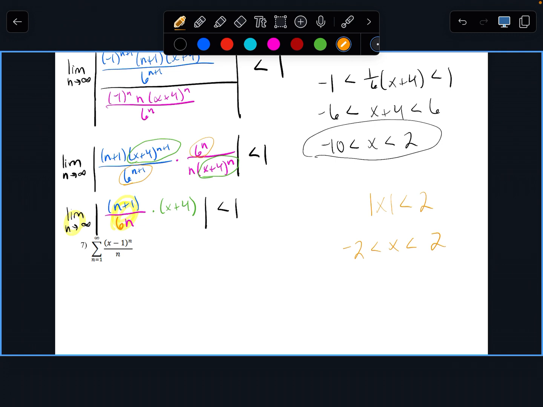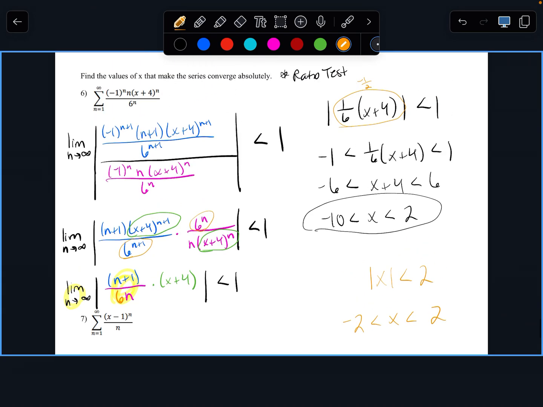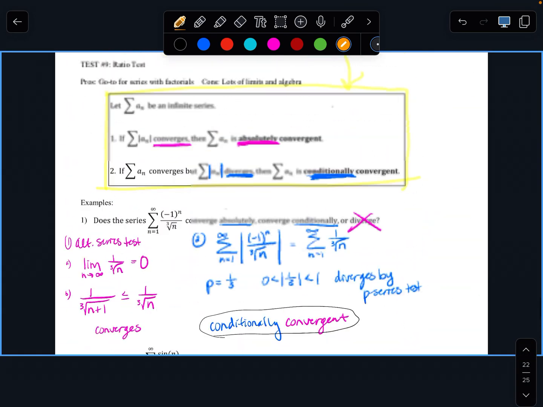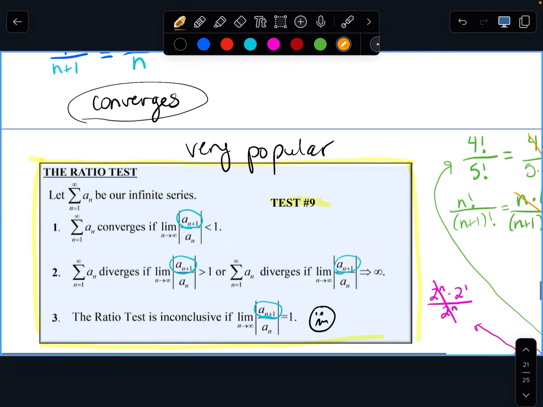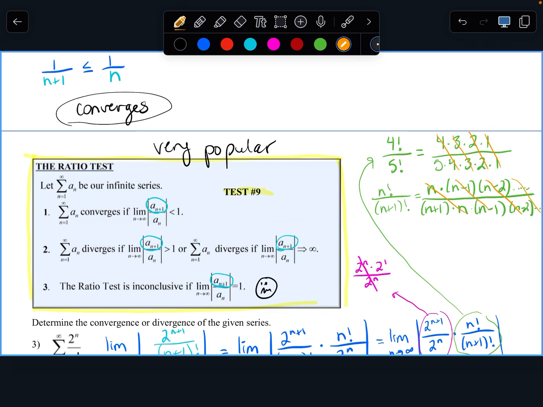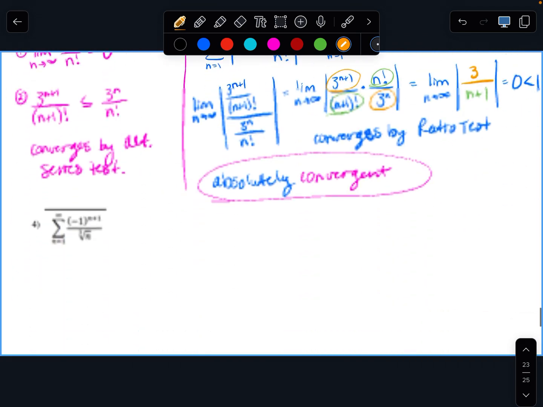Did you do one? I thought it has to be less than 1 to be convergent. Yes. Yeah, because by the ratio test, going way back over here, it converges when it's less than 1. So when you do this on an alternating series, it means it's absolutely convergent. Okay. No, that's good. Right.